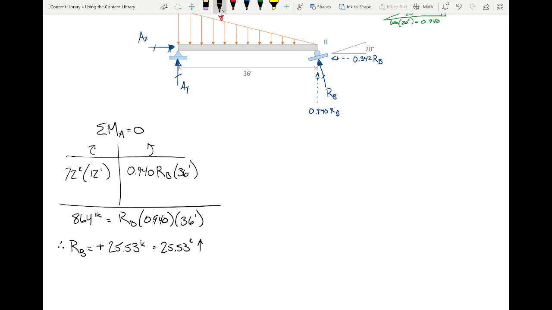I did something wrong, but I caught it. What did I do wrong? What did I solve for? I solved for RB. RB is not pointing up. RB is pointing that way. So really what it should be is that.